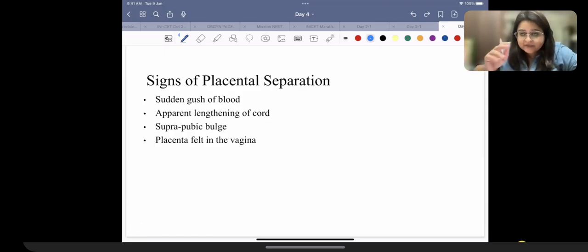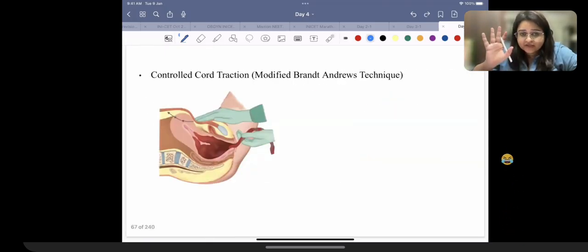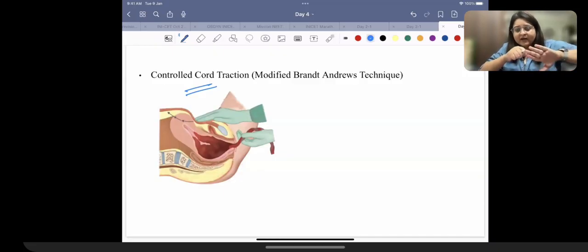Now coming to, somebody was asking what is controlled cord traction. This is controlled cord traction. So controlled cord traction is pulling on the umbilical cord with one hand while pushing the uterus upwards with the other hand. This is traction plus counter traction. Counter traction is given to prevent uterine inversion. This is called the modified Brandt Andrews technique.